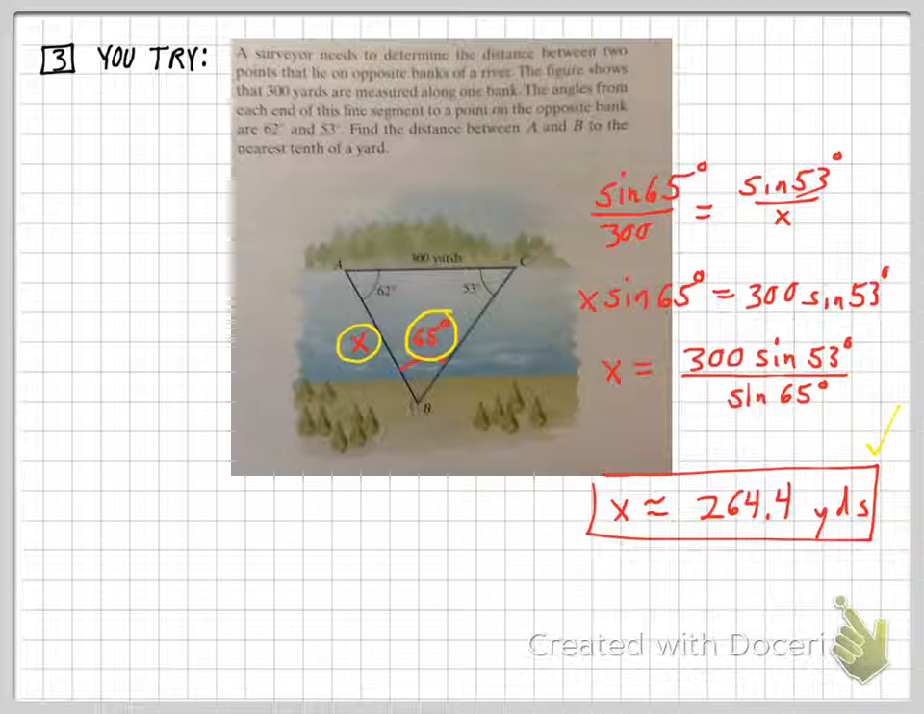Another great example of indirect measurement without swimming across the river. Just knowing the distance between A and C and some angles involved, I can actually figure out how far it is from point A to point B.